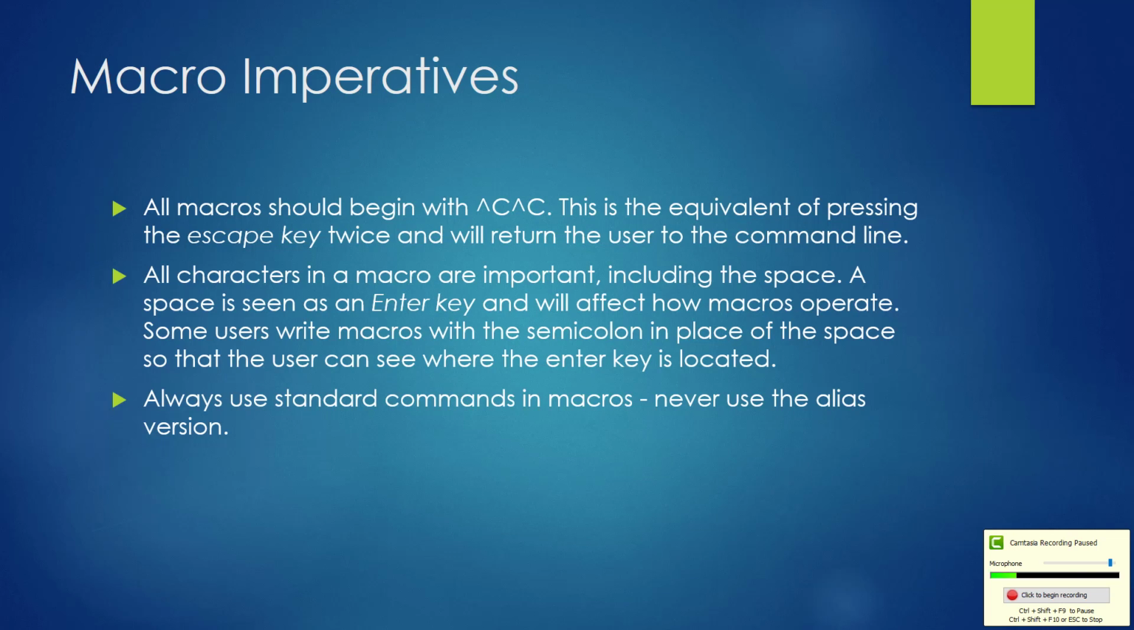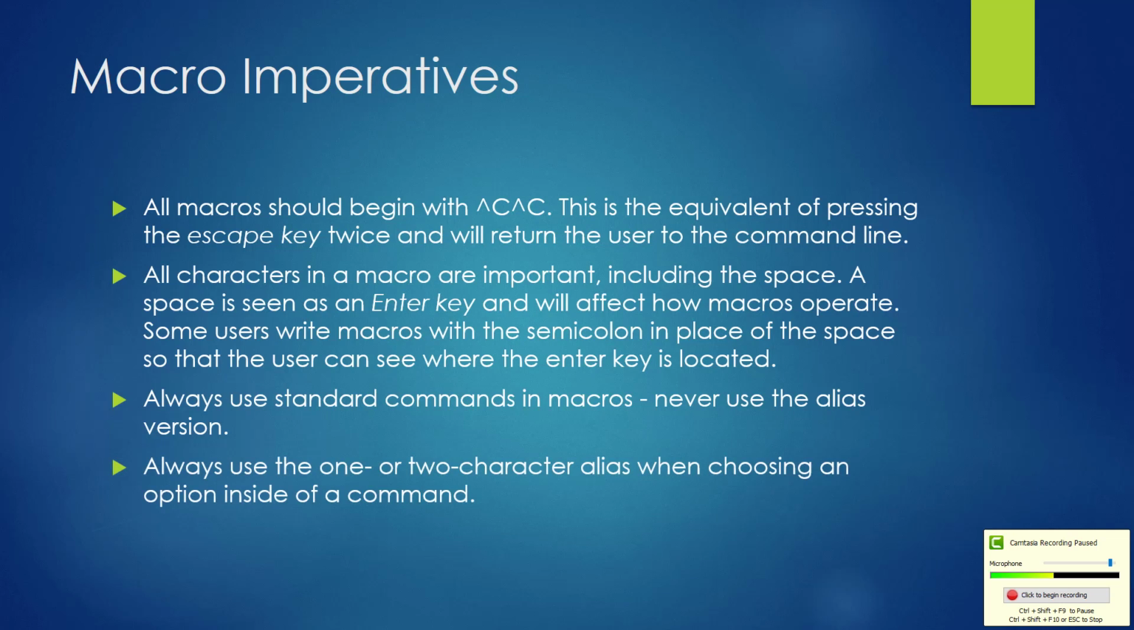Never use the alias version. So if I'm writing a macro that has the line command in it, I'm going to type in the whole command, L-I-N-E. I'm not going to type just L. And the reason is because there are ways that people can change the alias of a command so that L might not run the line command, but it might instead run the polyline command.